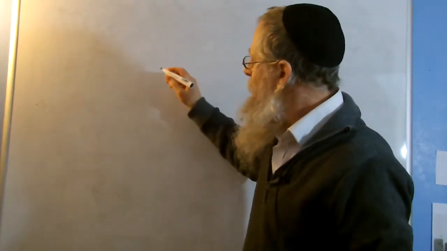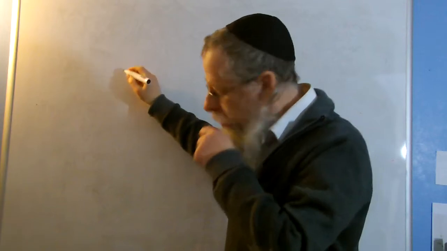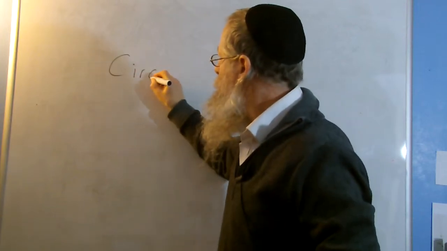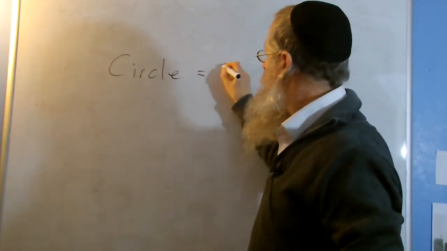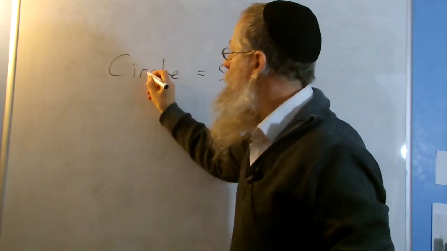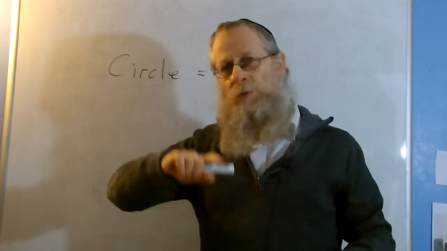Well, I've given a lecture already on the circle. If you look back, I can't remember exactly which number it is, maybe 7, 8 or 9. But the word circle has a placement value of 50. So every 50 years there's this Jubilee year.